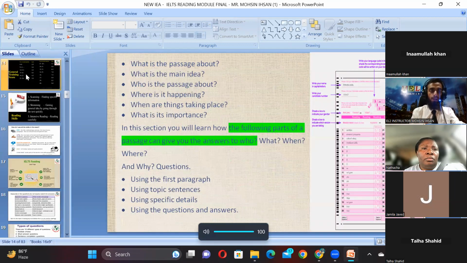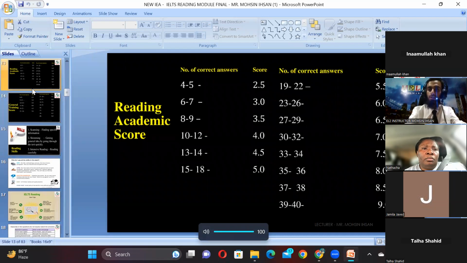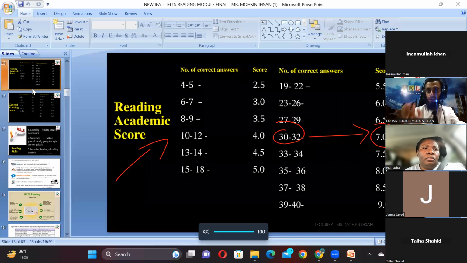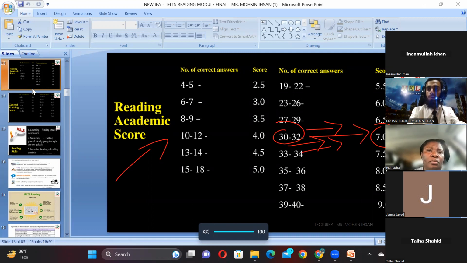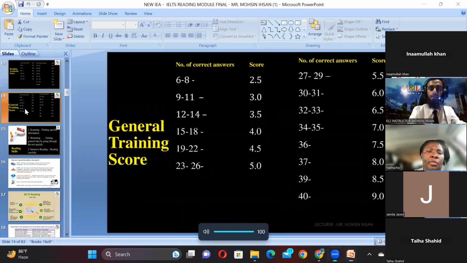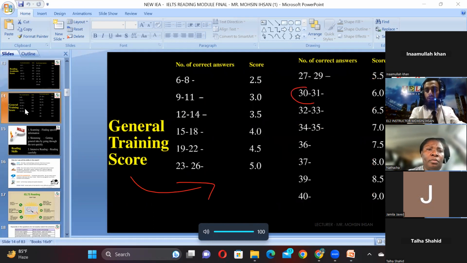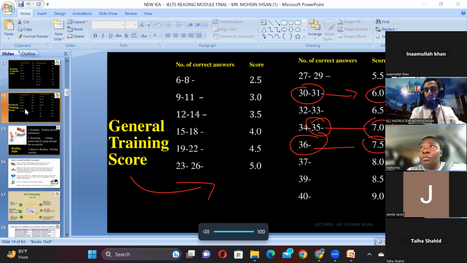If you are an IELTS academic student, here is your scoring criteria. For the IELTS reading section, out of a total of 40 questions, if you get 30 plus, your band is equal to 7.0 to 7.5. This is for academic students, those who are moving abroad for study. But for IELTS general students, the reading scoring criteria and passage criteria are a little bit different. Here, if you get 30, 31, it is equal to 6.0. If you get 35, it is equal to 7.0, and 36 is equal to 7.5.